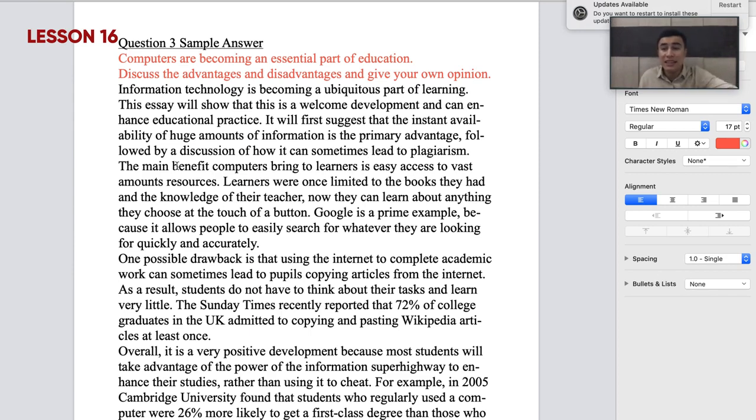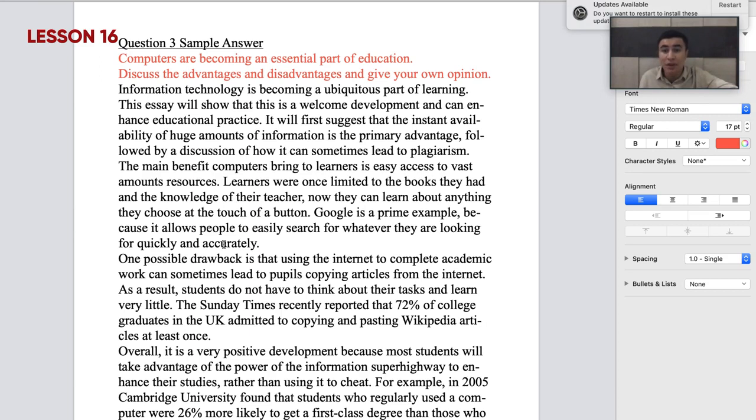Now, topic sentence. The main benefit computers bring to learners is easy access to vast amounts of resources. Learners were once limited to the books they had and the knowledge of their teacher. Now they can learn about anything they choose at the touch of a button. So this is the explanation, guys. Okay, now they have unlimited access to any type of information at a single click of a button.